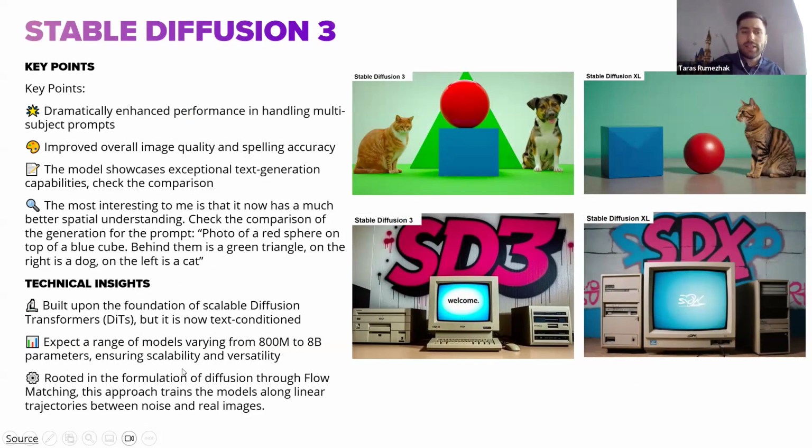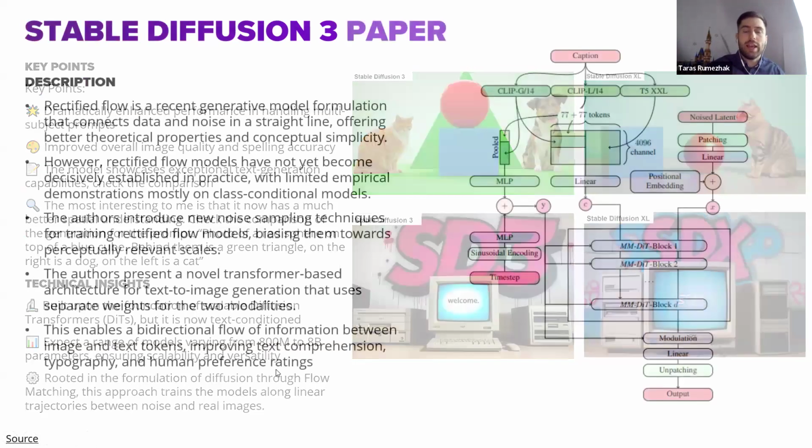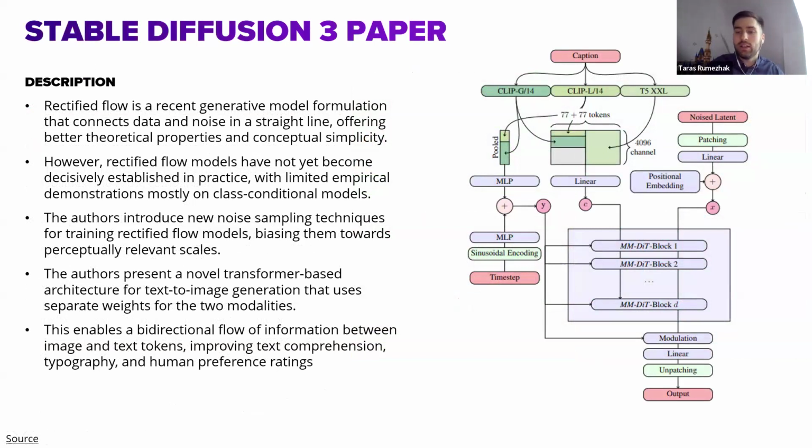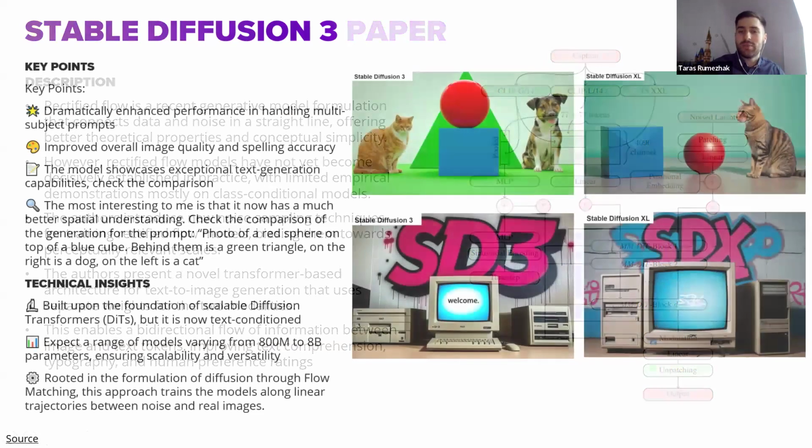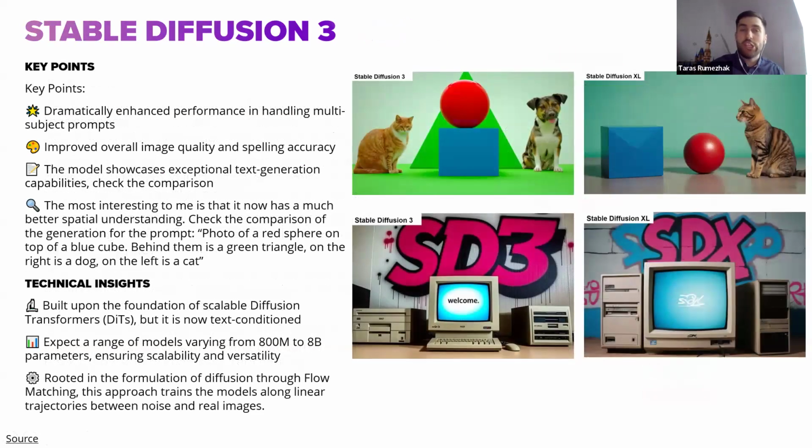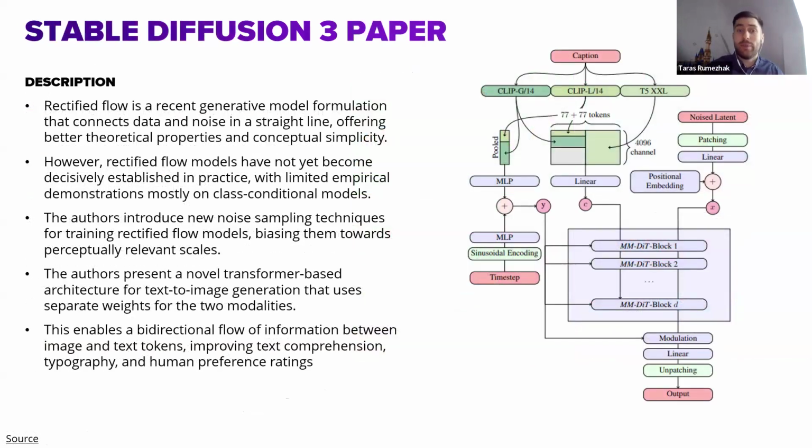And for technical insights, it's built on diffusion transformers. It's an idea of more scalability of it. There will be different numbers of parameters from 800 million to 8 billion parameters. And on the next slide, we have a more technical description of it. So the previous slide was about their intro of what the model is about. And this slide is about their paper.